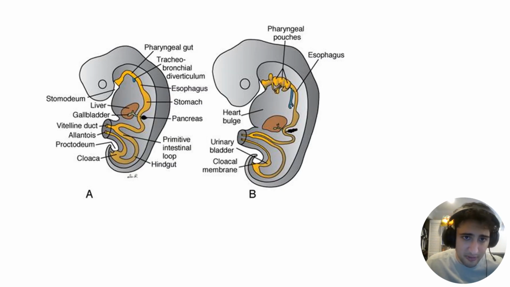You can see all the derivatives of the endoderm here, the pharyngeal gut, the tracheobronchial diverticulum, which is going to give off the lung bud, the esophagus, stomach, the pancreas, the liver, the gallbladder, all this stuff, right? Intestinal loop, hindgut, cloaca, etc. Okay?